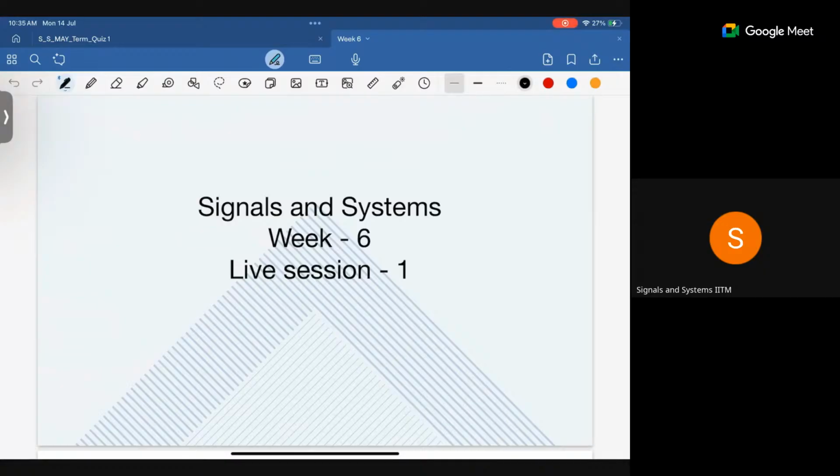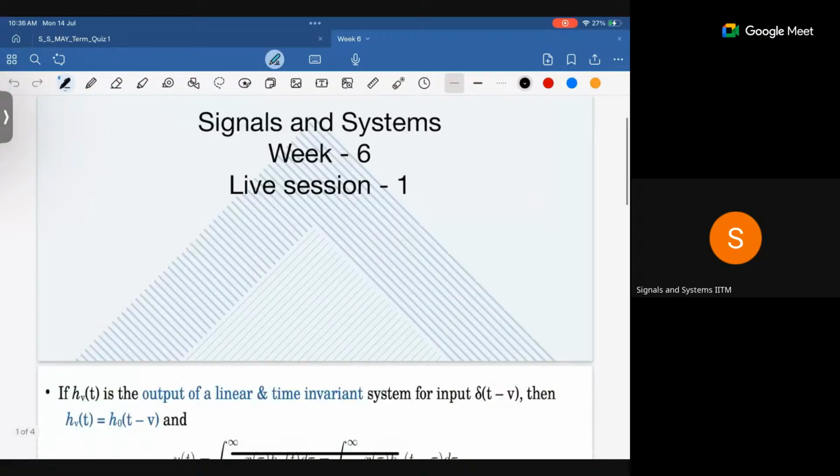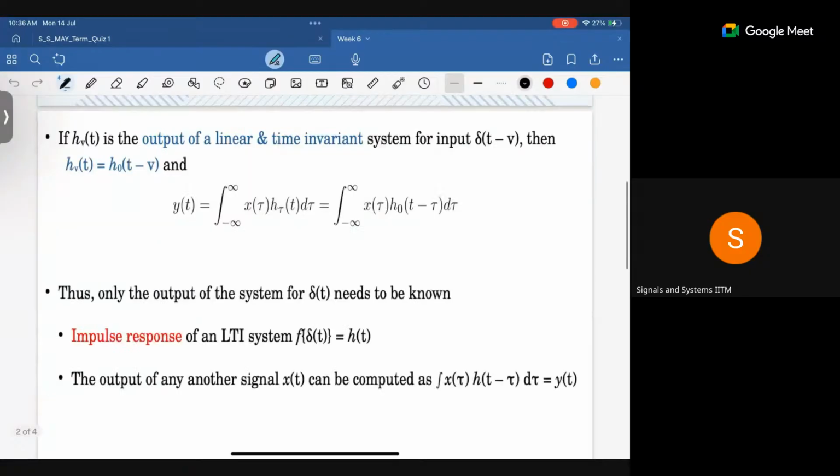If I know what the response to the impulse input of the LTI system will be, then I can characterize the system completely. So you give me any input, I can give you the output. That is the LTI system we got introduced to in week 5 at the end, right? So all we need is only the output to the impulse, which is called the impulse response h of t. Only that needs to be known.